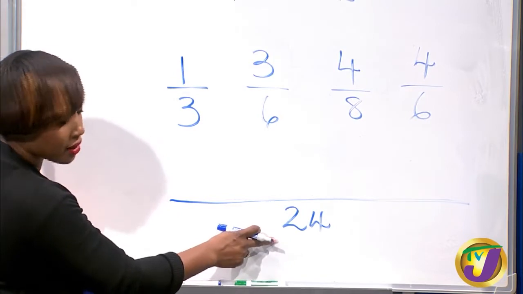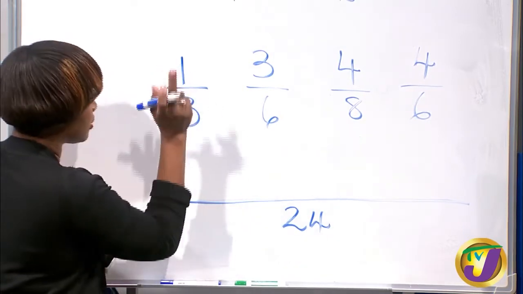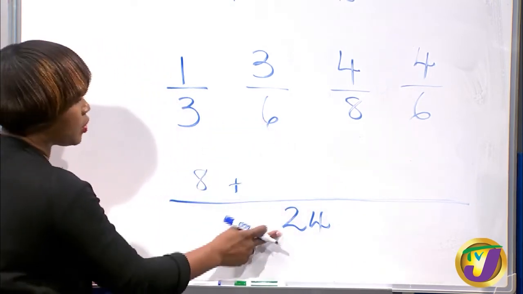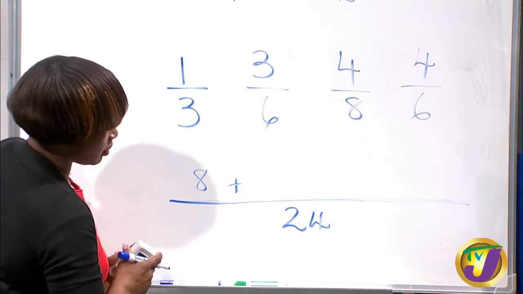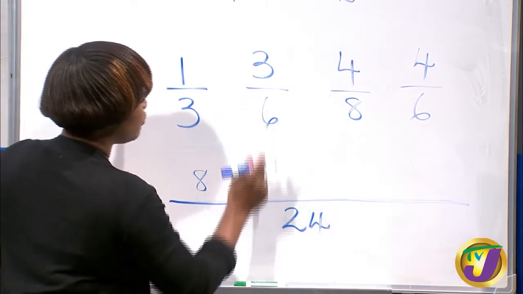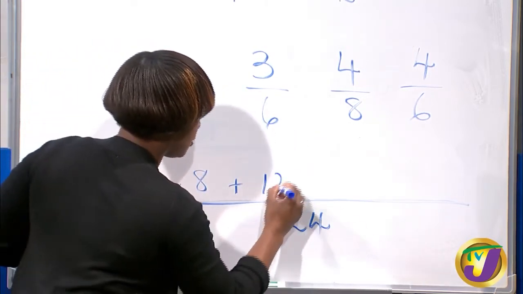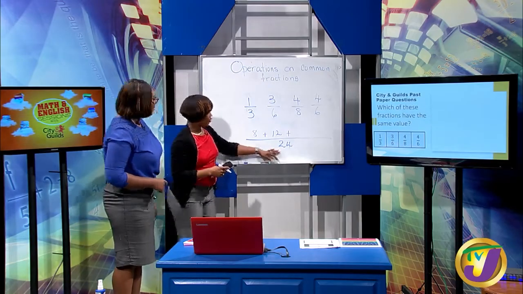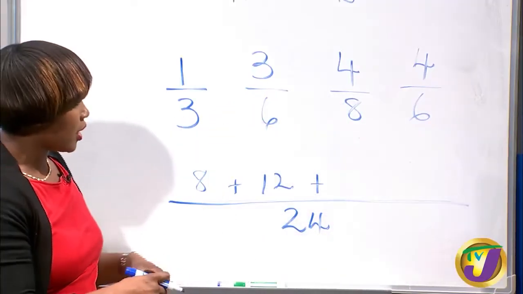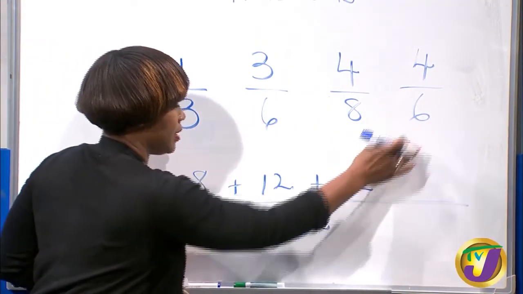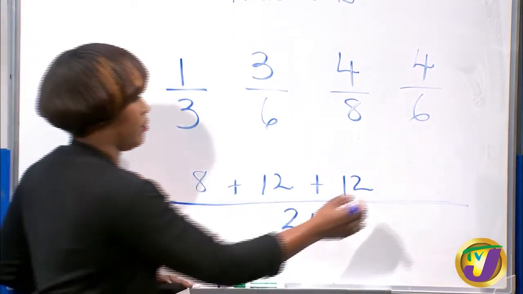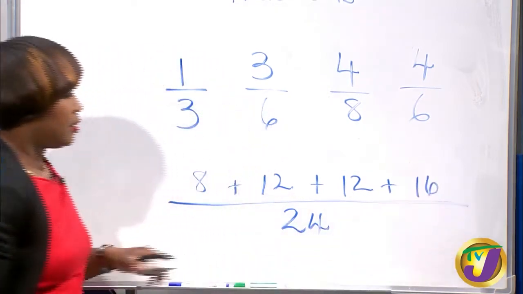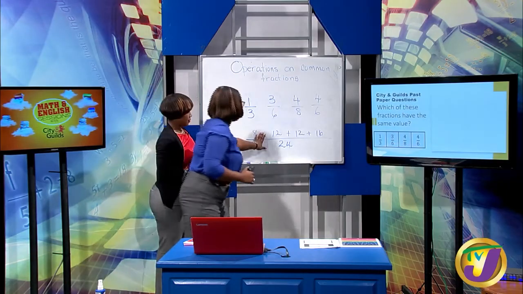Yes, that's correct. And we have only 1/3. So it's 8 times 1, 8. 6 into 24, 4 times. 4 times 3, 12. 8 into 24, 3. 3 times 4, 12. 6 into 24, 4 times 4 is 16.